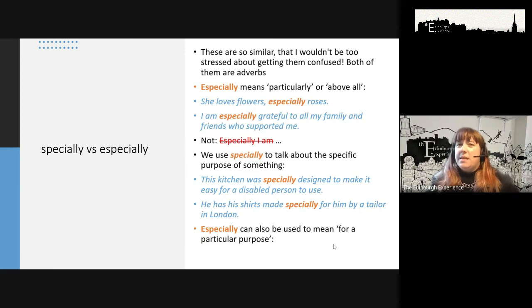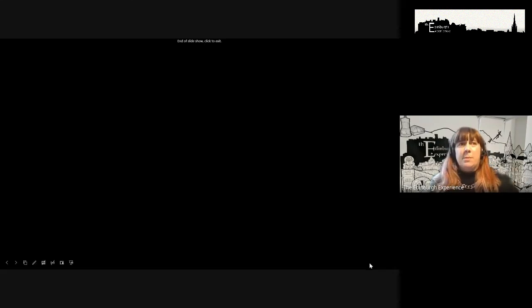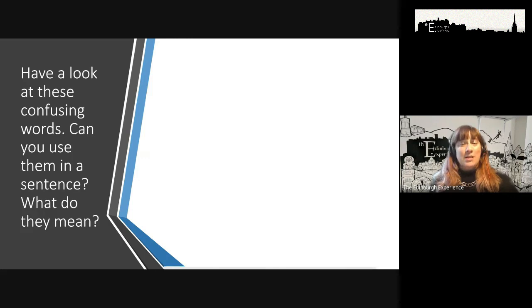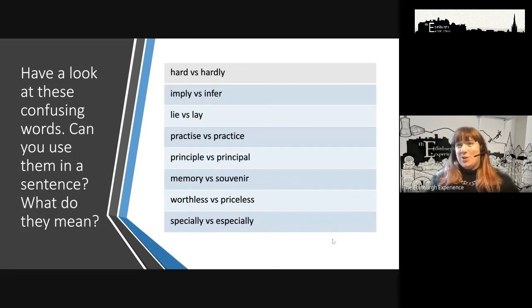Especially can also mean for a particular purpose, like I bought these especially for you. But you could also say specially here. They're really interchangeable. Don't worry about it. What you can do now is go back to the list we saw at the beginning and test yourself and see if you can remember what the differences are between each of the two words and see if you can write an example sentence for both of them too, and then have a look again at the notes that we talked about.